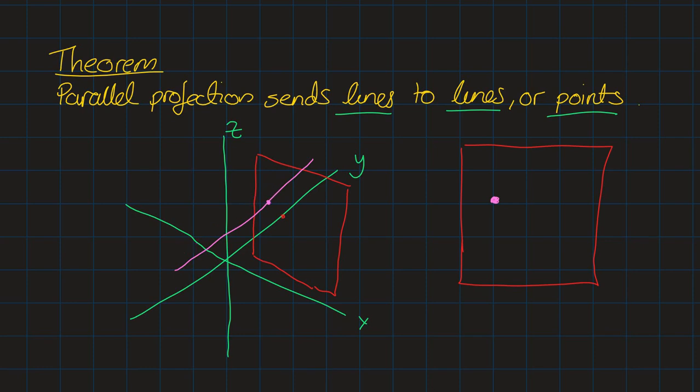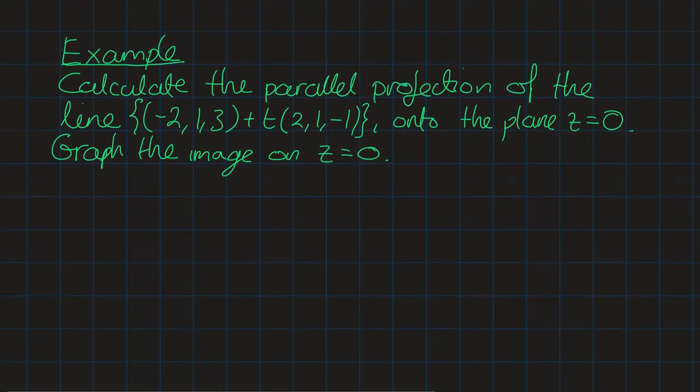But it doesn't always get squished down to a point. Like if I have a more diagonal line like this, then this line will get parallel projected down and it will form a new line like that. So the yellow line might look something like this. But the point is, parallel projecting lines in 3 dimensions always gives you a 2-dimensional line, or it gives you a point. So let's look at some concrete examples.